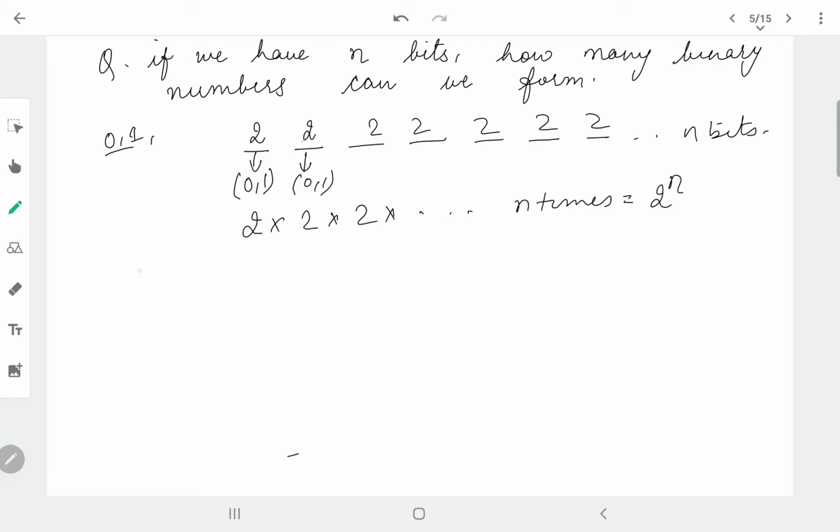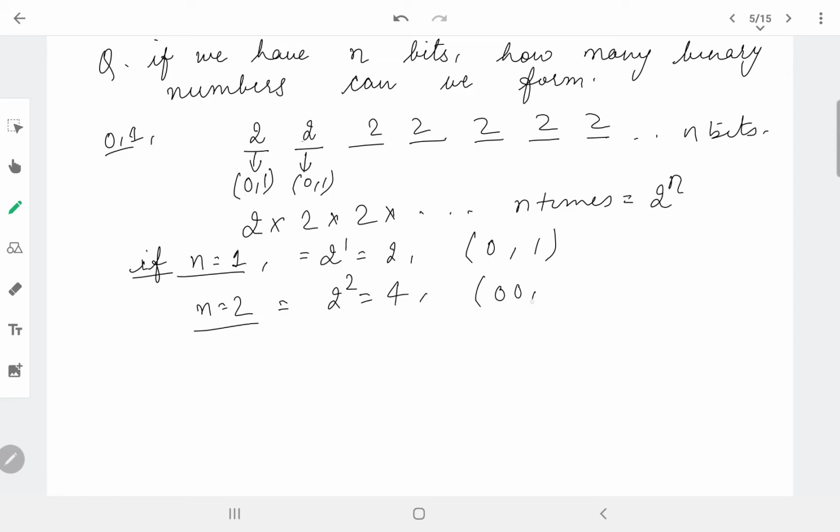So let's see what if we had only n equal to 1. The total numbers formed would be 2 to the power 1, that's 2: 0 and 1. If n was 2, the total numbers formed would have been 4. The numbers are 00, 01, 10 and 11. And we can check for other values of n also. So let's change this problem a little bit and see the next problem.